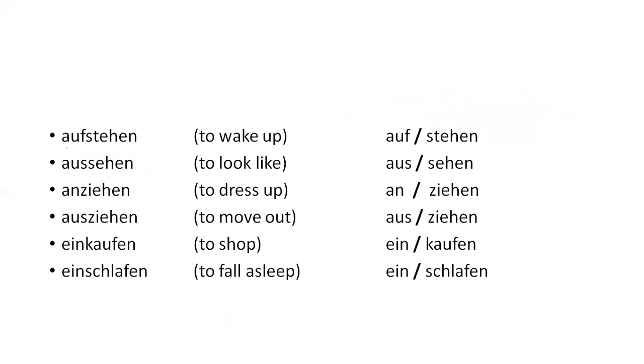For example, here aufstehen. If I delete auf here, without auf the verb is stehen, which means to stand. But if I add a prefix here which is auf, then its meaning changes. It means to wake up or to get up. The better meaning is to get up, right? And here the prefix is auf.